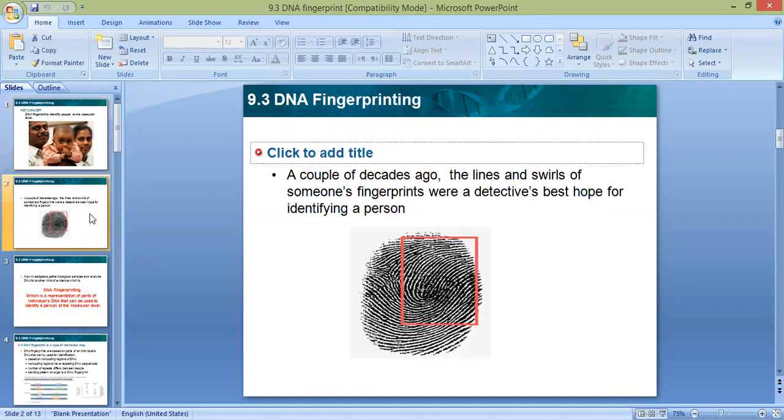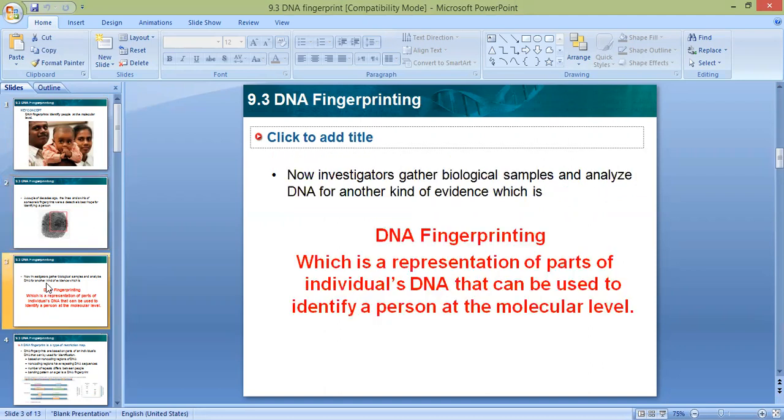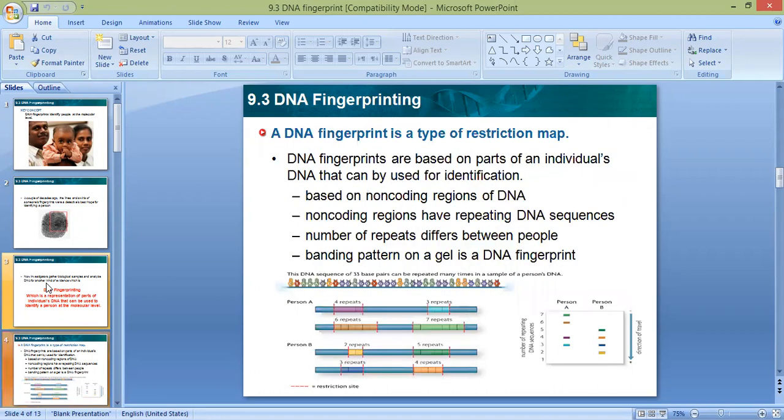We know that a couple of decades ago, the lines and swirls of someone's fingerprints were the best hope for identifying a person. But now investigators gather biological samples and analyze DNA for another kind of evidence. So DNA fingerprinting is a representation of part of an individual's DNA that can be used to identify a person at a molecular level. A DNA fingerprint is a type of restriction map also, but based on parts of individual DNA that can be used for identification.